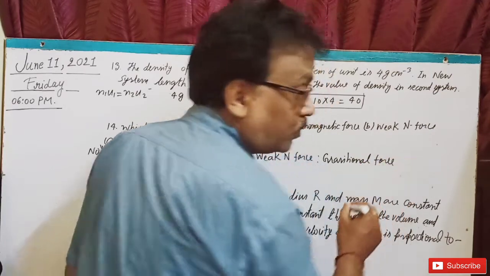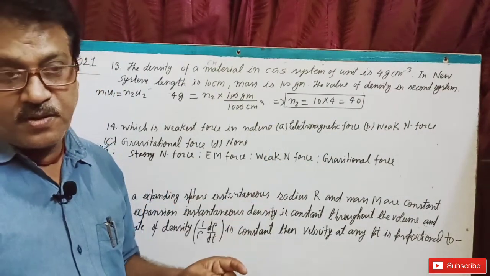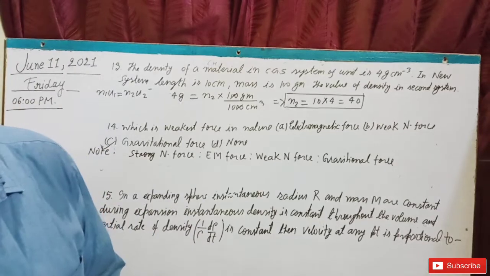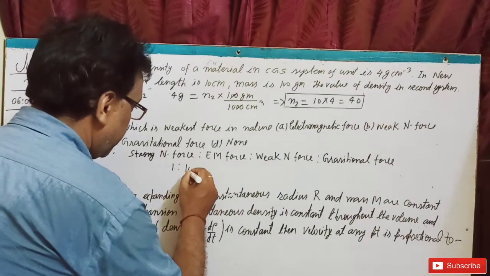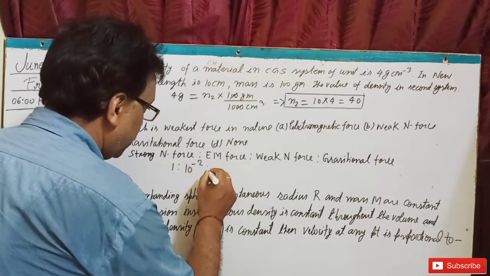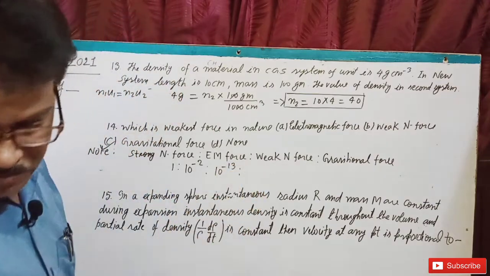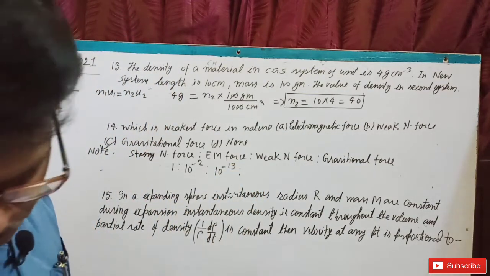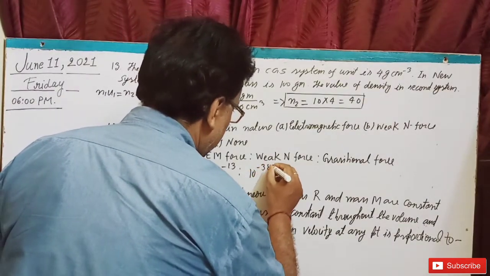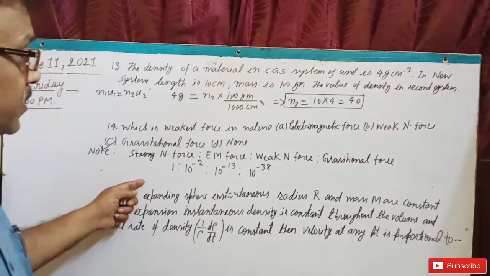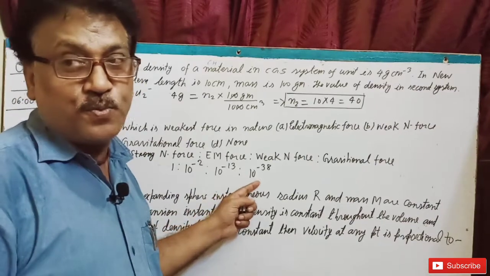What is the ratio among these quantities? It should be very important for you. 1 is to 10 to the power minus 2 is to 10 to the power minus 13, and the last one is 10 to the power minus 38. From this relation, you can observe easily how much poorer the gravitational force is.